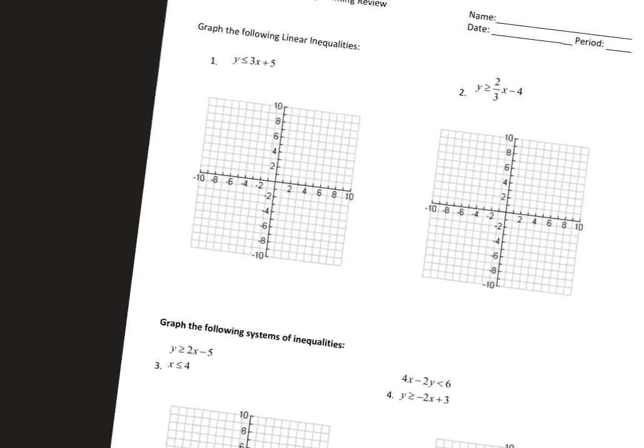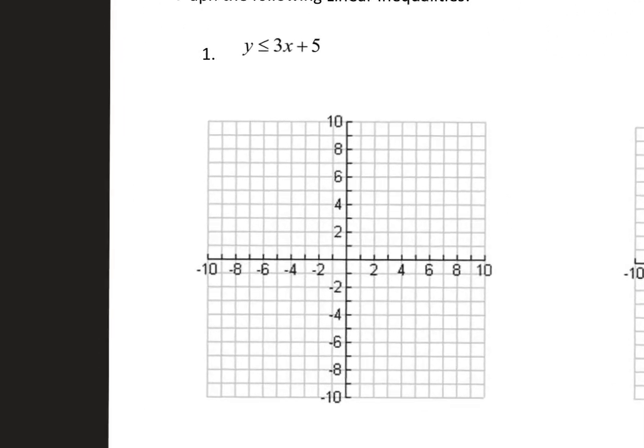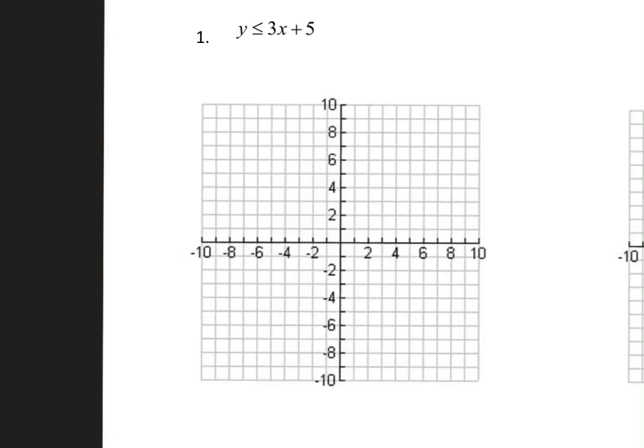All right, so number 1. We are only graphing one function here. First thing you need to remember is 3 is going to be your slope. Then you have your y-intercept. Graph your y-intercept first, so you have 5. From there, you're going to do 3 over 1.